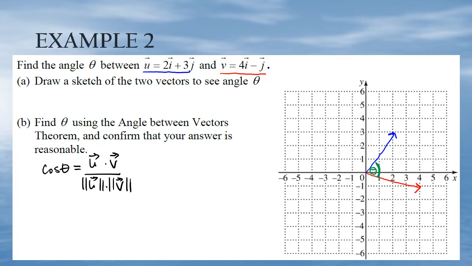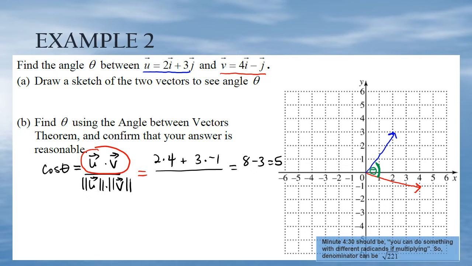So in order to do this problem, the first thing I have to do is to find the dot product of u and v. So I'm going to say that that is equal to 2 times 4 plus 3 times negative 1. And that is equal to 8 minus 3, or 5.